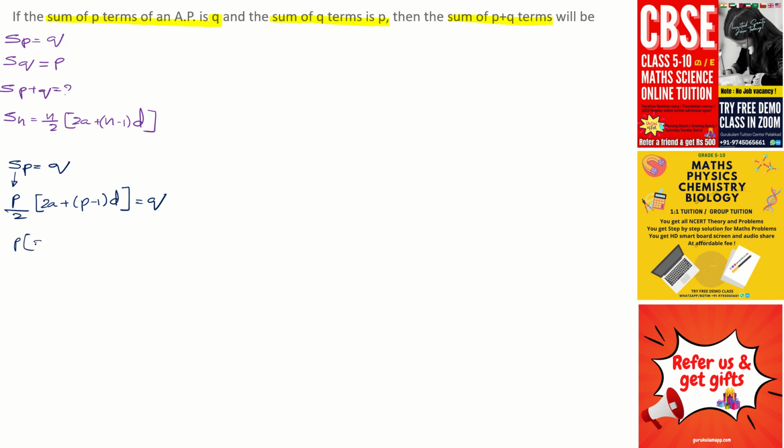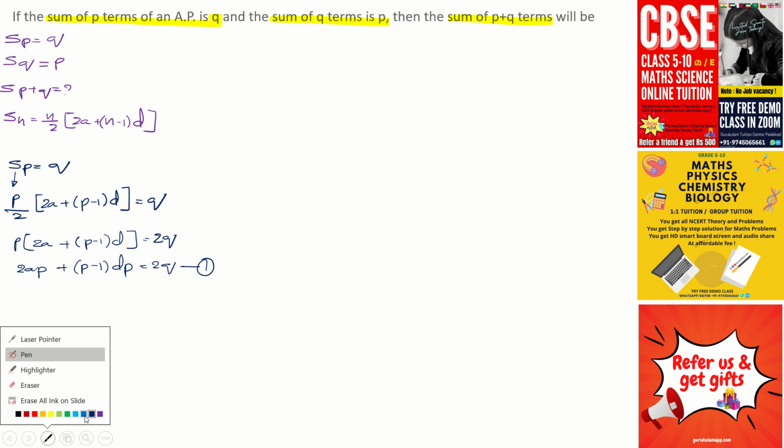p into (2a plus (p minus 1) into d) equal to 2q, and multiplying p to the inside, it is going to be 2ap plus (p minus 1) into dp equal to 2q. So this is going to be our first equation. Okay, so this is our first equation. Similarly, we are creating another equation for our second sum.